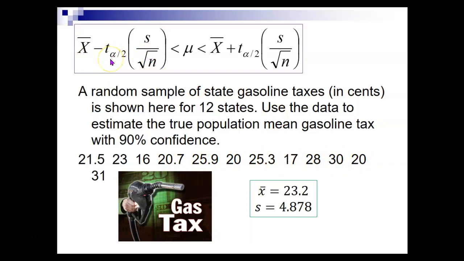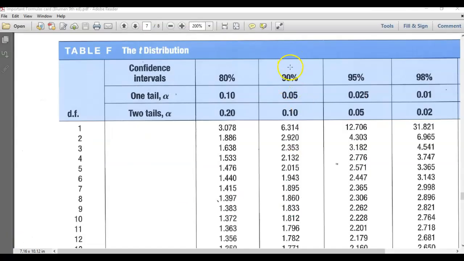And what's our t sub alpha over 2? Well, we'll have to look that up on the table. So for a 90% confidence interval with sample size 12, which means degrees of freedom is 11, on table F, I see the number 1.796. So that's what we're going to be using for t sub alpha over 2, 1.796.